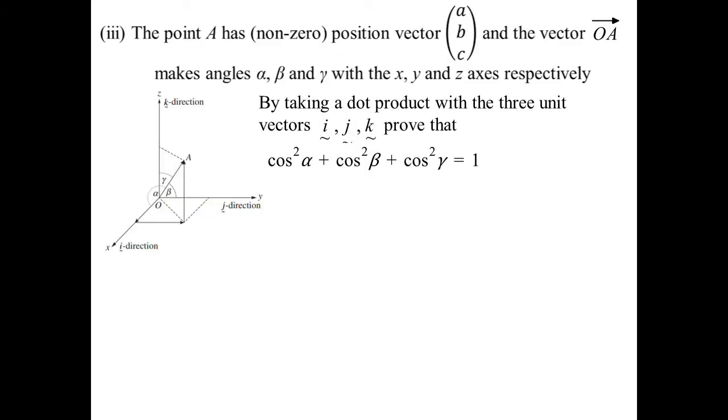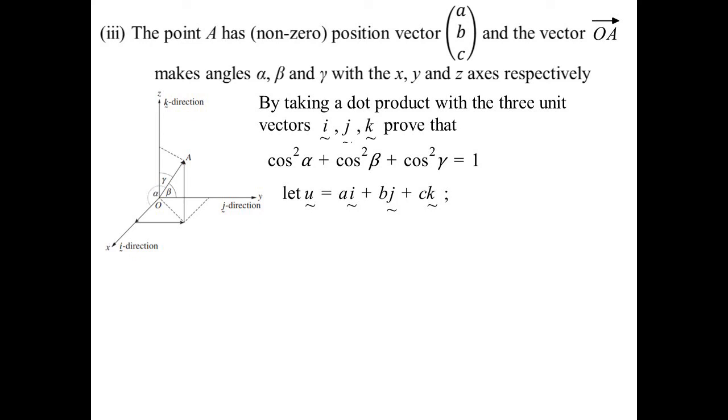Here's an interesting one. So the point A is out in space somewhere. It's got its position vector of OA, so ABC. It makes an angle with each of the axes, alpha with the x-axis, beta with the y-axis, gamma with the z-axis. Now, I've asked us to, by taking the dot product with those 3 unit vectors, prove this relationship, cos squared alpha plus cos squared beta plus cos squared gamma is equal to 1.